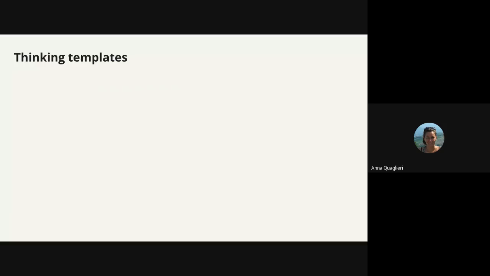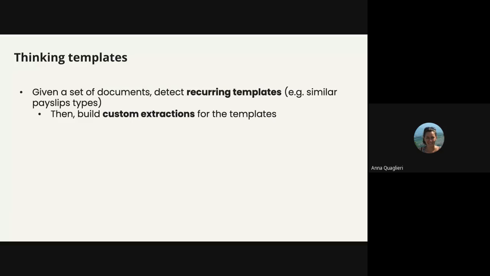The last thing that I would like to mention, mainly to throw some ideas out there, and I'm happy to have more discussions later, is thinking about templates. Imagine you're given a set of documents, possibly thousands or millions, and you need to detect recurring templates, for example similar payslip types. Then you can build a custom extraction function for that specific template.